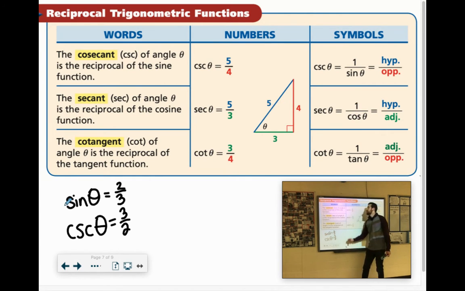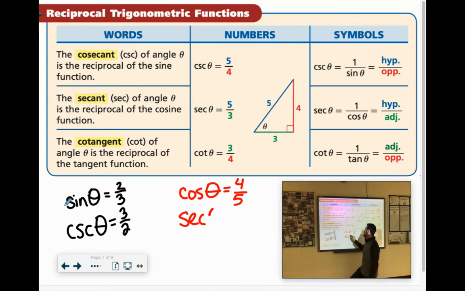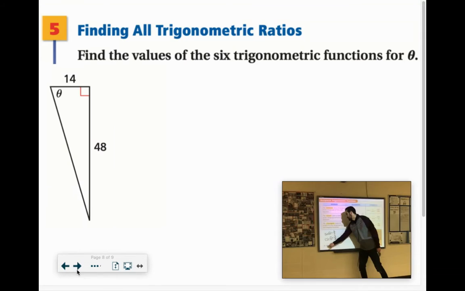Same for all these. So secant matches up with cosine. Cosine of something was 4/5. That means the secant would be 5/4. And then tangent and cotangent, that one is very obvious. They're paired up, you just flip. So let's get into that a little bit.